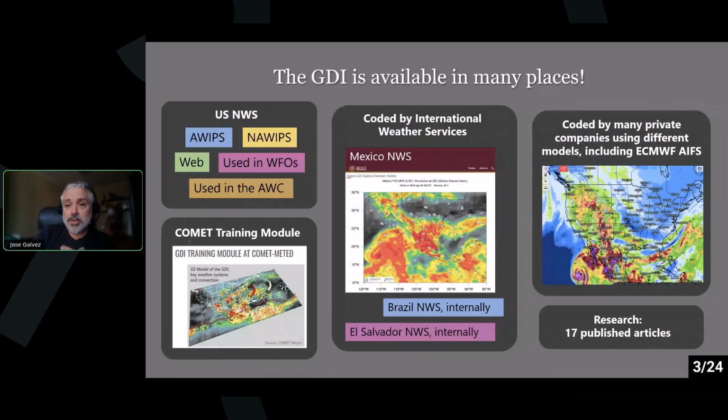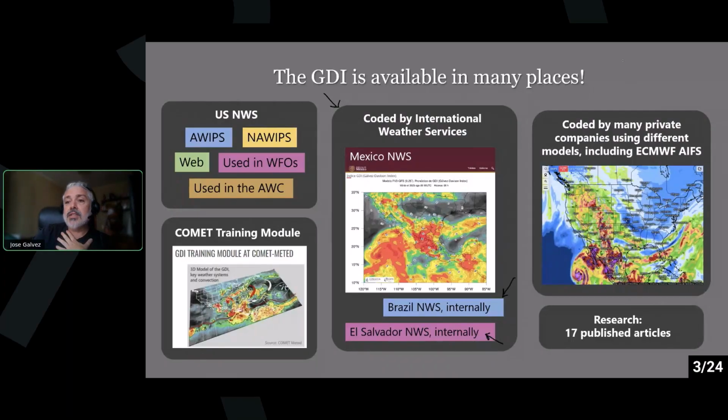But it has also been coded in different weather services. We got a request from South Korea about 10 years ago, and they coded the GDI in their internal systems. Then the Weather Service of Mexico also has the GDI coded. Brazil also has it coded internally. El Salvador used to have it coded as well. Uruguay used to have it at a time. So there are different weather services and other institutions that have the GDI coded.